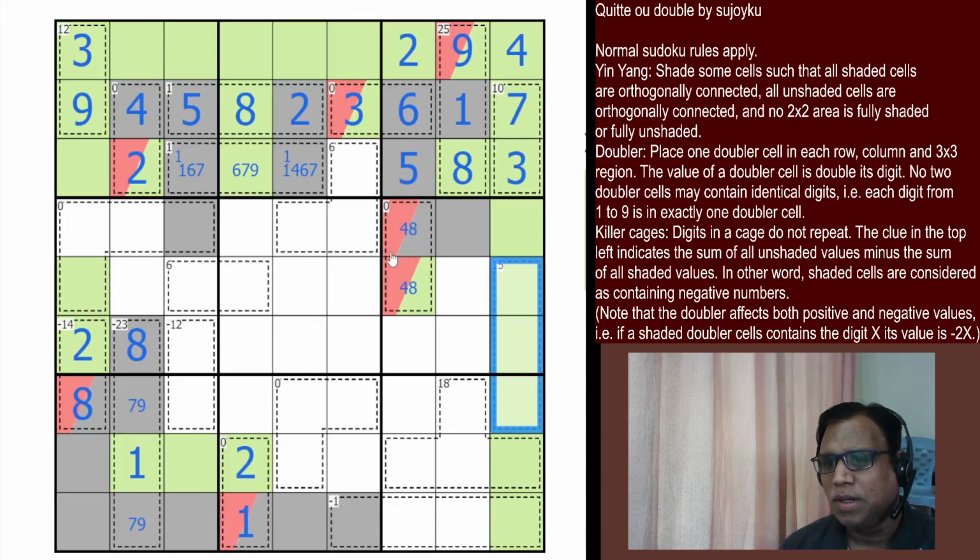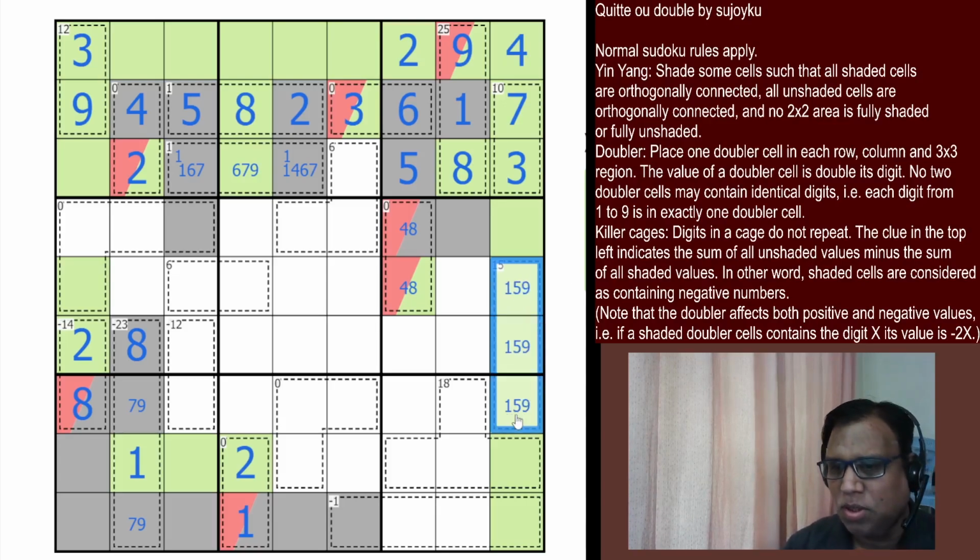It cannot have 4, 3, 7, 8. It cannot have 8. It cannot have 4. It cannot have 7. The only possibility is 159 here, isn't it? Am I correct? 159. Yeah, that's the only possibility. Otherwise, the combination of 168 is not possible. 249 is not possible. Yeah, the only possibility is 159 here.